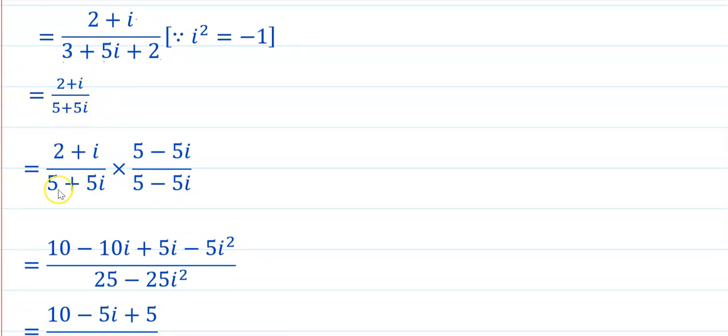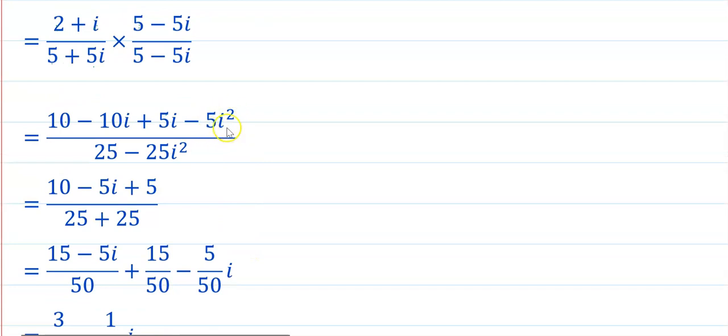Again multiply and divide by the conjugate of 5 plus 5i. That is 5 minus 5i upon 5 minus 5i. The multiplication of the numerators is 2 plus i into 5 minus 5i. Okay. 2 into 5, you are getting 10. 2 into minus 5, minus 10i. i into 5, 5i. i into minus 5i, minus 5i square. But i square is minus 1, and this minus and minus will become plus. Therefore, here is a plus 5. Minus 10i plus 5i, minus 5i. Next, 10 plus 5, 15, minus 5i. 25 plus 25, you are getting 50.